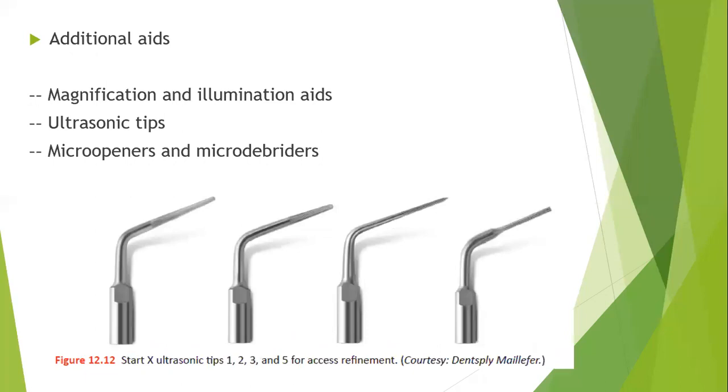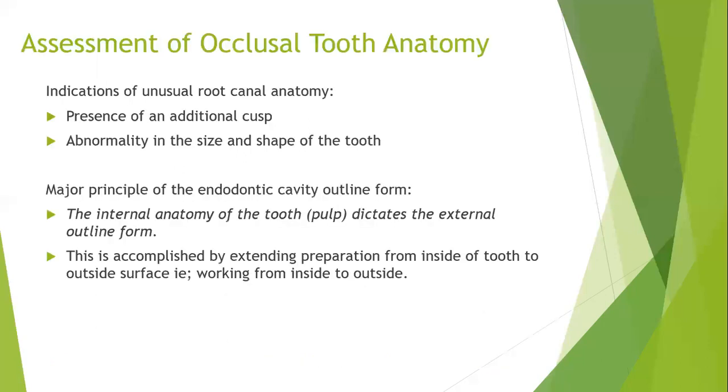Then the additional aids are magnification and illumination aids such as loupes, microscopes, etc. Then ultrasonic tips, you have to just mention some of the names. That is ProUltra or Start-X ultrasonic tips 1, 2, 3, and 5 for access refinement. Then micro openers and micro debriders. Then assessment of occlusal tooth anatomy.